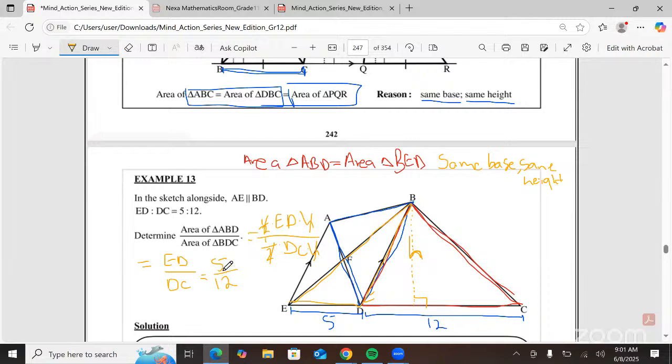Now this is still the ratio of the area of triangle ABD all over the area of triangle BDC. Then you are done just like this. Does that make sense, guys?